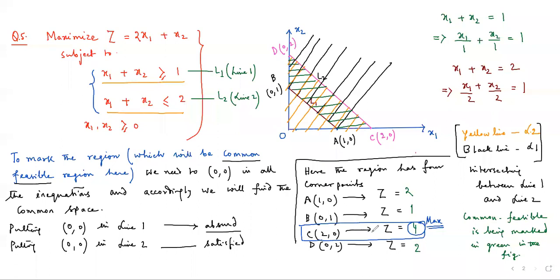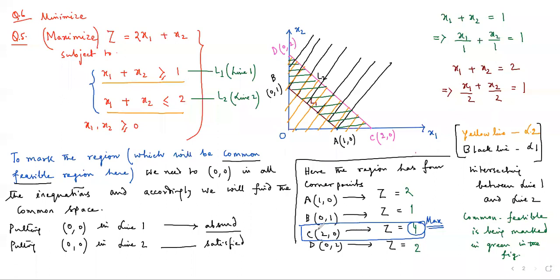Now you tell me, I'm not writing it once again. If you have no doubt in this particular problem, tell me: suppose I'm considering another problem, question number 6, and instead of maximize, I'm writing minimize Z. The rest remains the same.